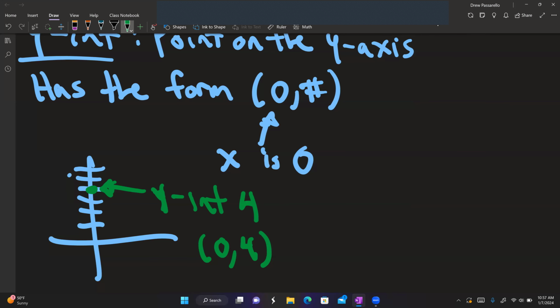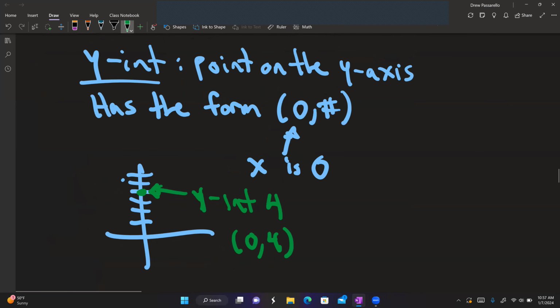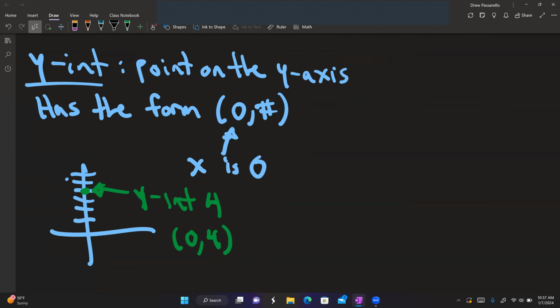Okay, so now that we have the background information, I'll give you a second to write this down. Pause the video, maybe write this down. Again, this is background information about x-intercept and y-intercept, and we're going to use this knowledge to actually do the problem.